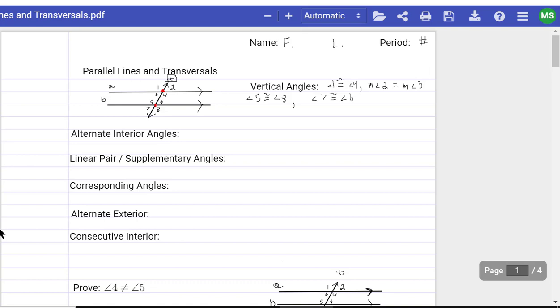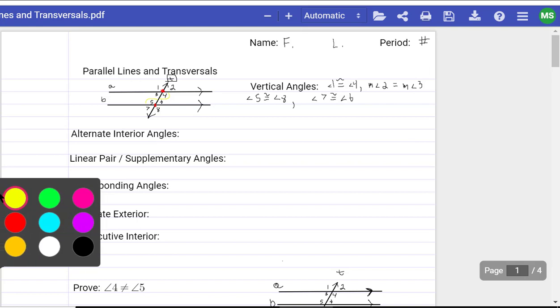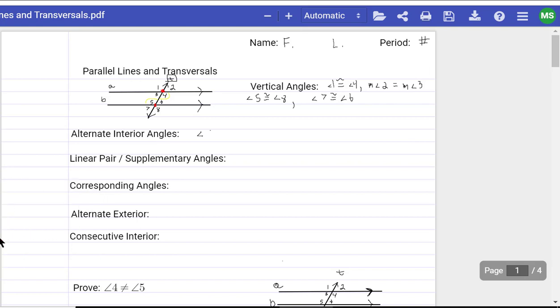So we also have alternate interior angles. Once again, these are congruent. If they're on the inside, they're congruent. And so we're going to understand that alternate interior angles are congruent. I'm going to put yellow right there. So angle 4 has to be congruent to angle 5. They're on alternate sides of the transversal, and they are congruent. We also know that angle 6 and angle 3 are alternate interior angles, and they are congruent.